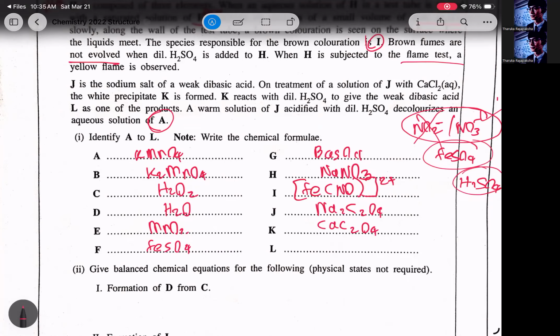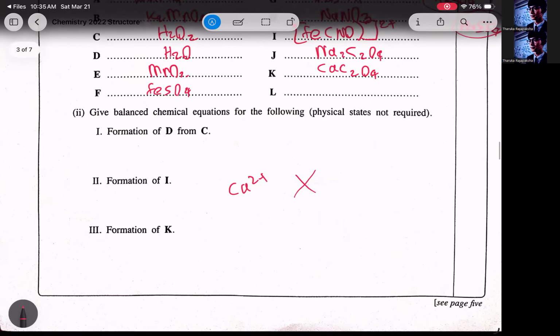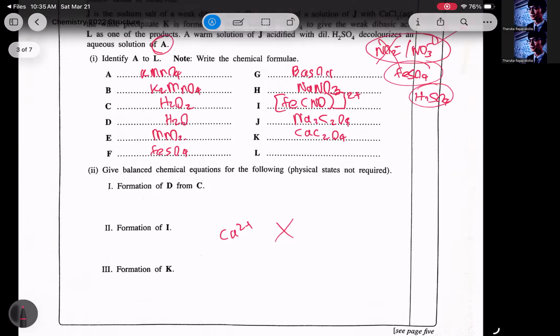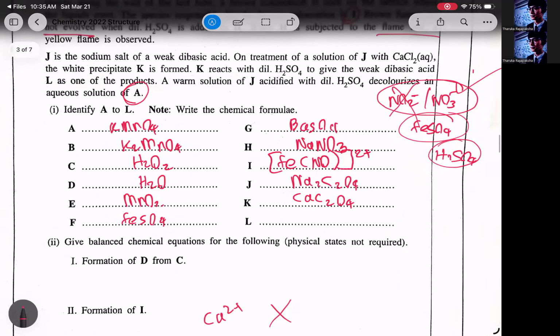The solubility of calcium 2+ ions with oxalate, I have discussed this. So it's insoluble, right? And L is going to be a weak dibasic acid, that's H2C2O4, and there you go. Those are the compounds you need to identify.